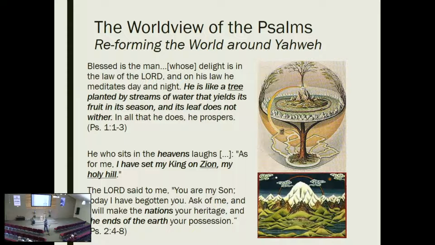But what is next in verse 3? He is like a tree planted by streams of water that yields its fruit in its season, and its leaf does not wither. In all that he does, he prospers. In other words, the first poetic image that we get in the book of Psalms is of a firmly planted tree.